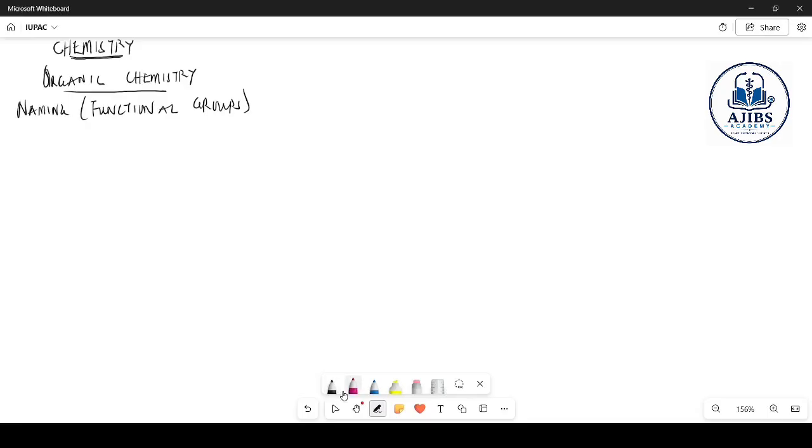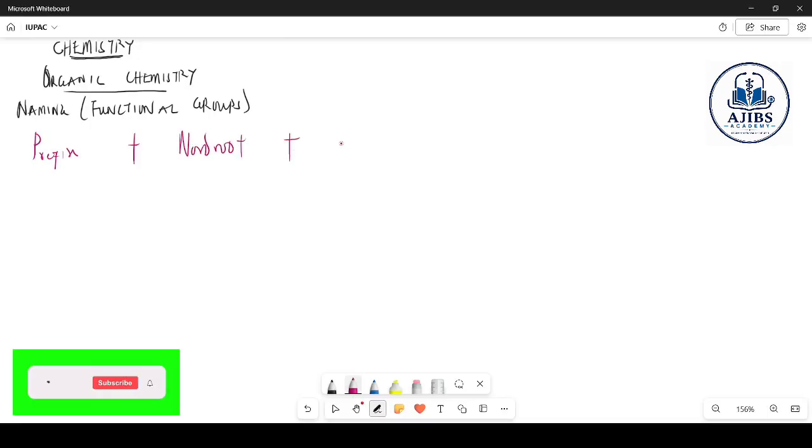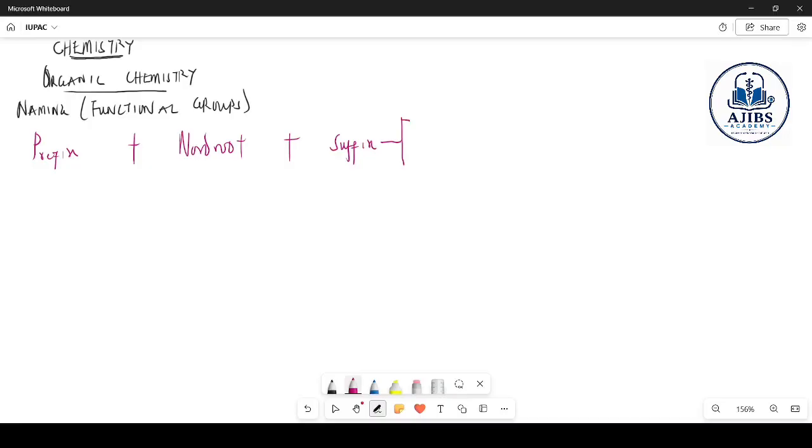However, before I proceed, I would like to recap. Recall the golden formula I've given to you. Whenever you want to name successfully, you need to get the prefix. After the prefix, you need to get the word root. And after identifying the word root, of course, you need to get the suffix. And we said this suffix is divided into two. We have the primary suffix and we have the secondary suffix.